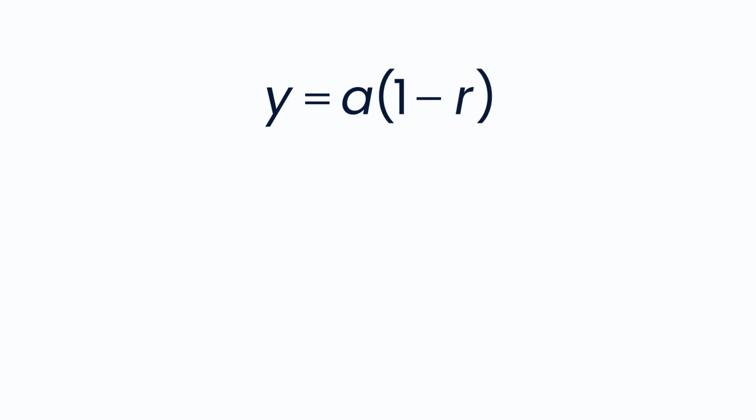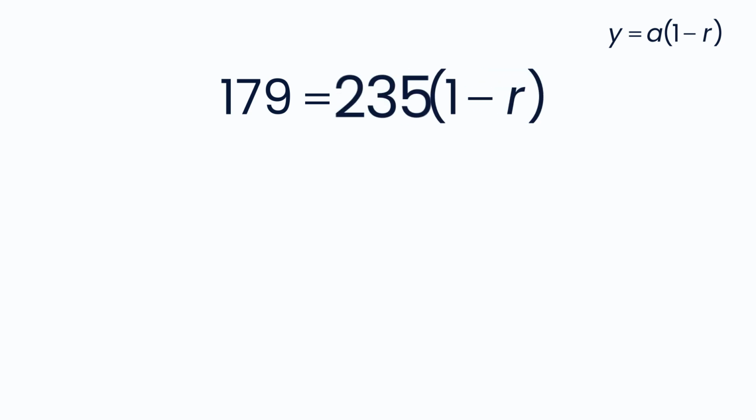The final amount, y, is equal to the initial amount, a, times the decay factor, 1 minus r, where r is the decay rate. The final amount, y, is 179, which is the number of scooters sold in 2056. The initial amount, a, is 235, the number of scooters sold in 2055. The decay rate, r, in this case is the unknown.